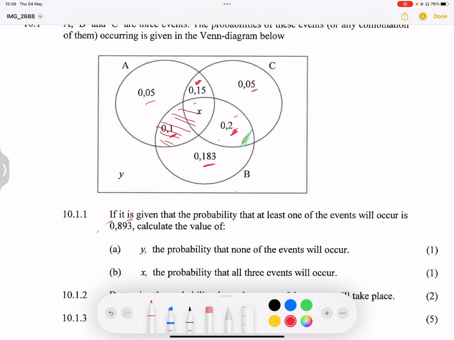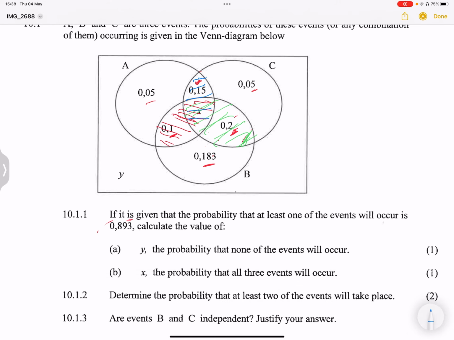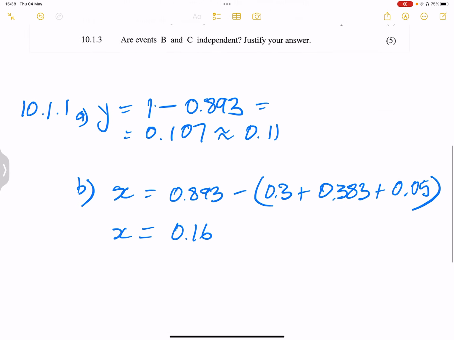So B and C, so I'm going to go into that. Or the probability of B and C, which is that in green, or the probability that it's A and C, which is that in blue over there, right? So in this case, we're just looking at those possibilities. So that's the probability that at the very least, we will have 2 events taking place.